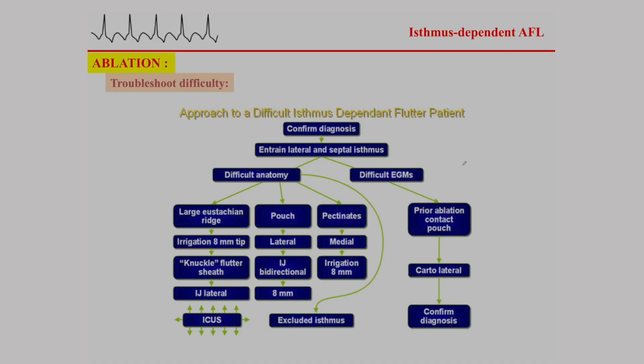So here we have an approach to a difficult isthmus, after the diagnosis and after confirming the circuit and the critical isthmus before ablation. Some difficulties can be related to the fact that it's not a de novo ablation. So here we need 3D mapping ablation. And for the anatomy, as we see together, when we have pectinate muscles, we can go to middle ablation, more middle septally, and use an irrigated 8 millimeter catheter. For a pouch, go more laterally with a bidirectional catheter, and for a large eustachian ridge, use a sheath and more lateral ablation to achieve success.